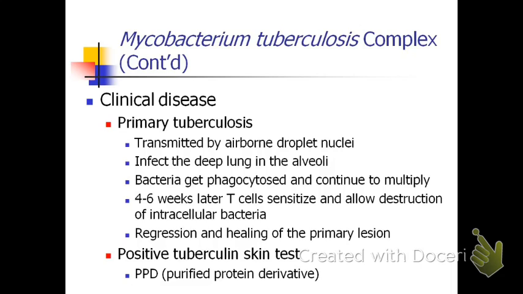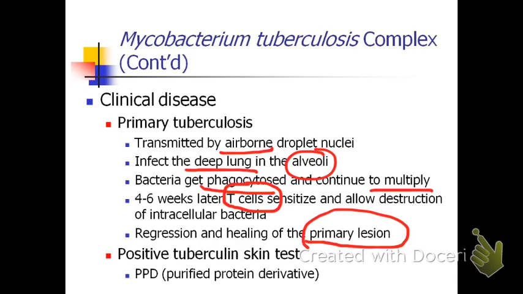So, in summary, as you can see, primary tuberculosis is transmitted by airborne route. So they infect the lower respiratory tract, particularly the alveoli. Even though they are phagocytized, they continue to multiply. And 4 to 6 weeks later, T cells, an important cell for cell-mediated immunity, will synthesize and allow destruction of intracellular bacteria. Eventually, there will be regression and healing of the primary lesion. This is the hope, or a good prognostic index. However, reactivation could possibly happen, particularly if there is no chemotherapeutic regimen.